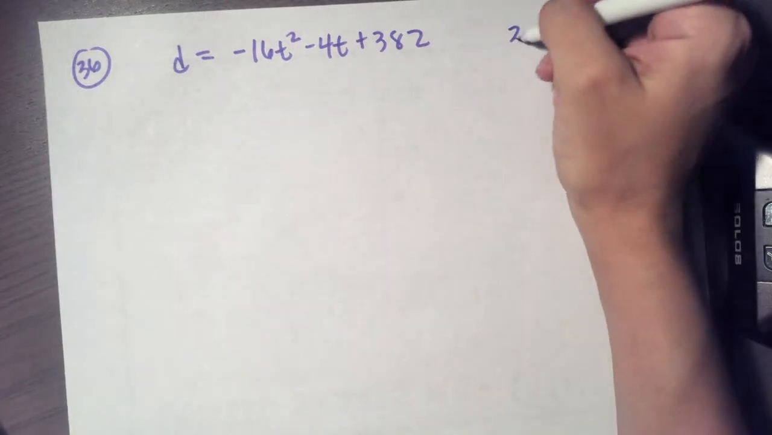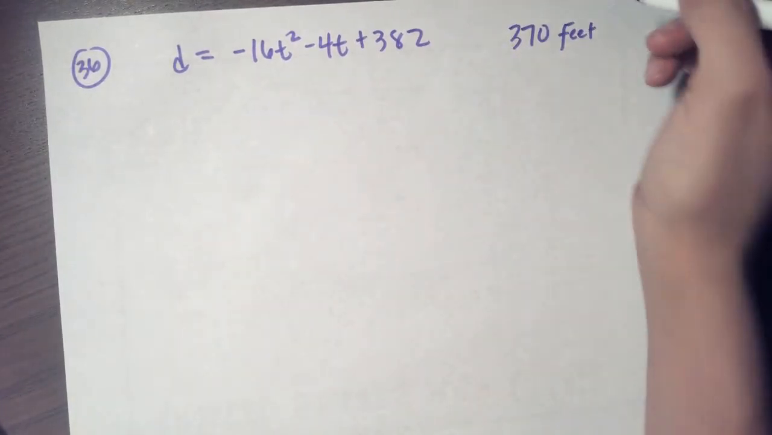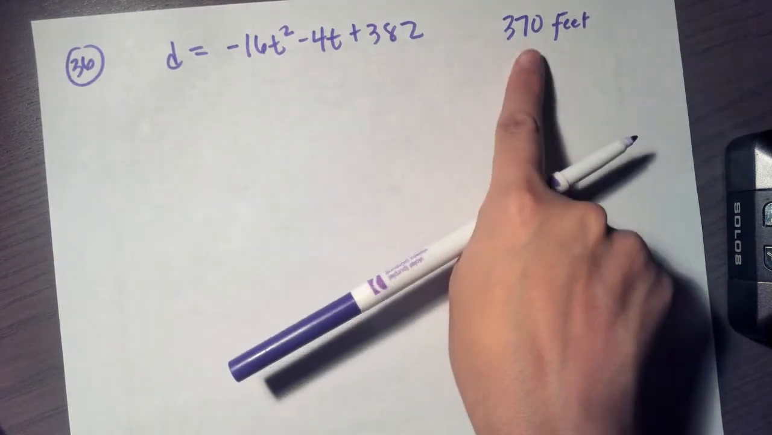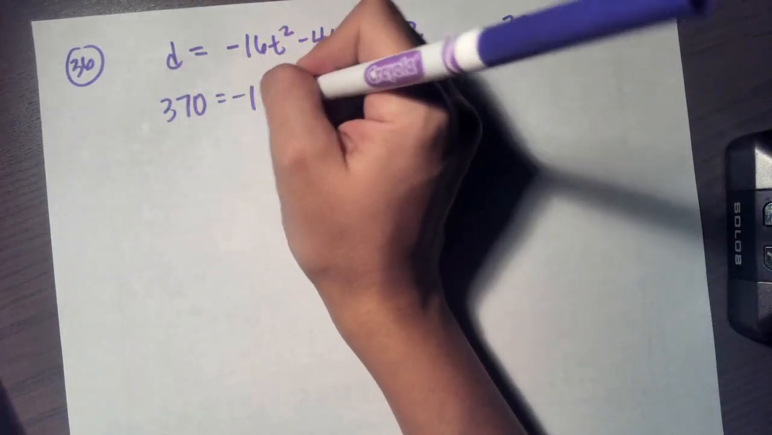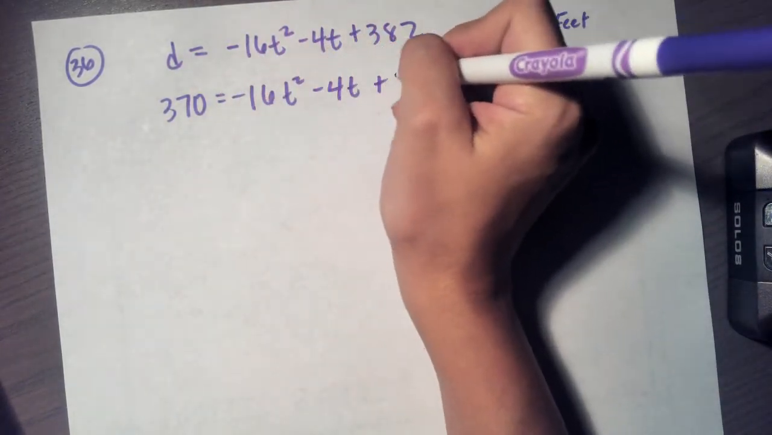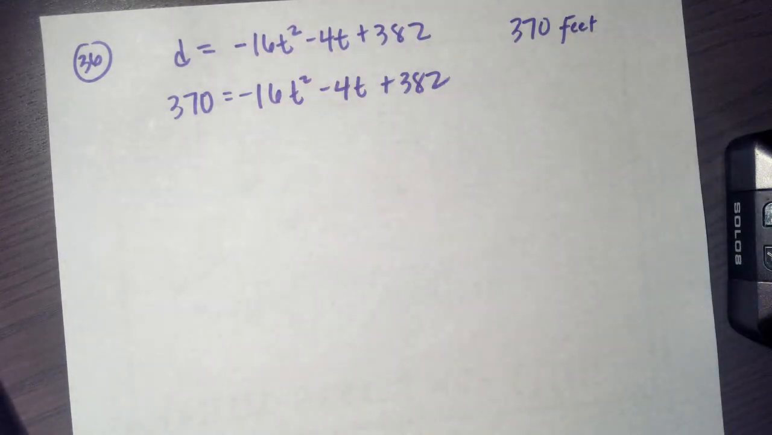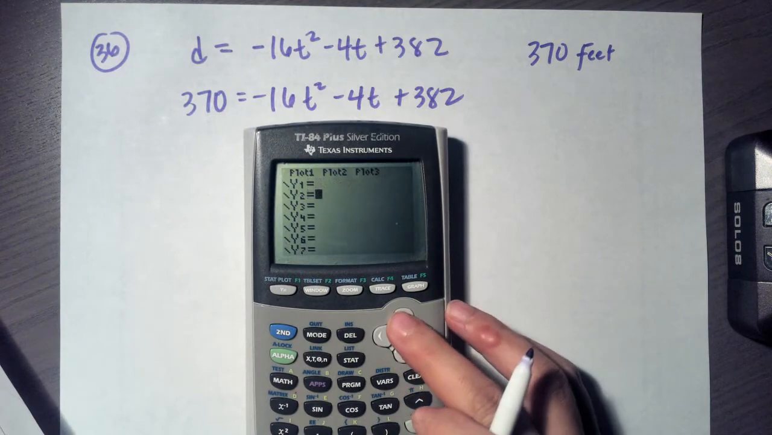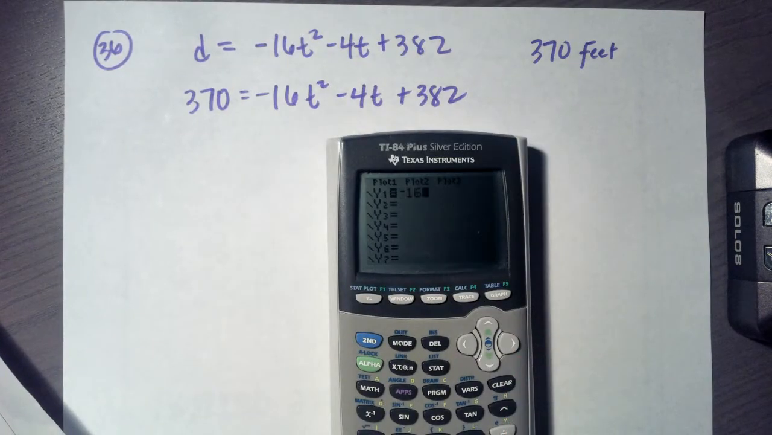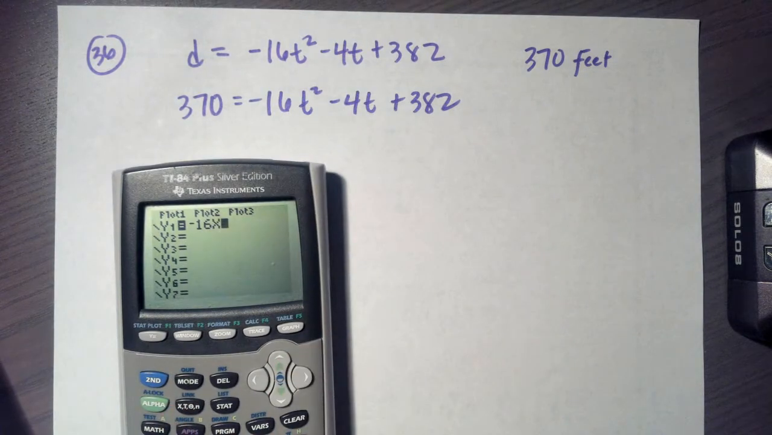So 370 feet is the distance. So I'm going to plug 370 for my distance. So 370 equals negative 16t squared minus 4t plus 382. Now I'm going to go ahead and grab my handy dandy calculator, and I'm going to plug that straight into my calculator. So in y1, I'm going to plug in my formula, negative 16, instead of t, I'm going to write x squared minus 4x plus 382. And then for y2, I'm going to go ahead and plug in 370.